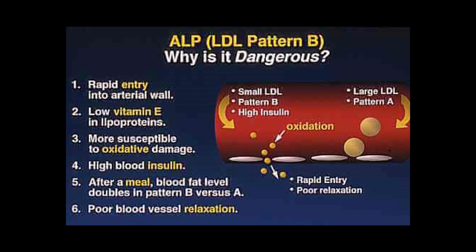And so ultimately, all of this leads to high blood insulin. What's another word for that? Hyperinsulinemia. High insulin. Insulin is pro-inflammatory. So when you have these small, dense, low vitamin E, more oxidative damage, your insulin is going to shoot up, and after a meal, blood fat level doubles in pattern B more than A. So we have to be very careful with the types of fats we consume. But let's not blame saturated fat, and we'll go into that very shortly.